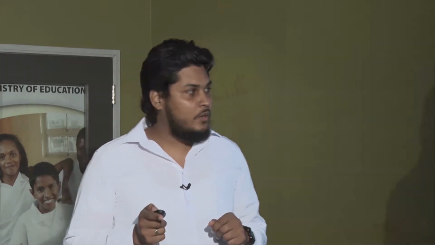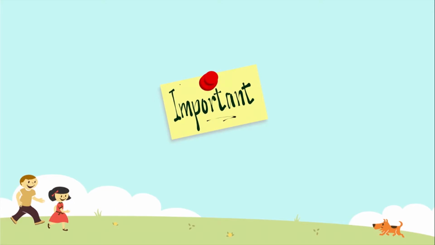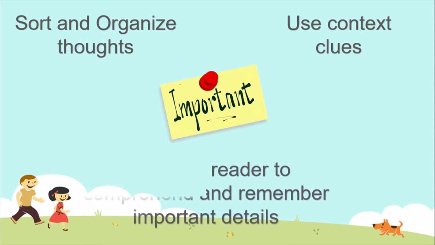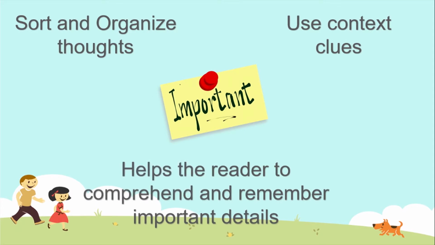I want you to look at why main idea is important. There are several reasons for us to remember why it is important. Main idea is important because it helps us to sort and organize our thoughts. Additionally, it helps us to use context clues to determine what exactly is that main or big idea. And thirdly, and most importantly, it helps the reader to comprehend and to remember important details. So sit steady. We're going to be learning a lot about different types of ways to find main idea.